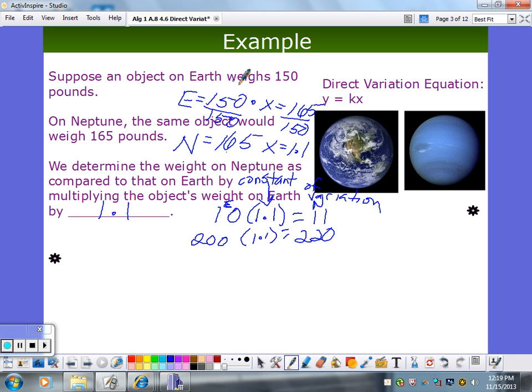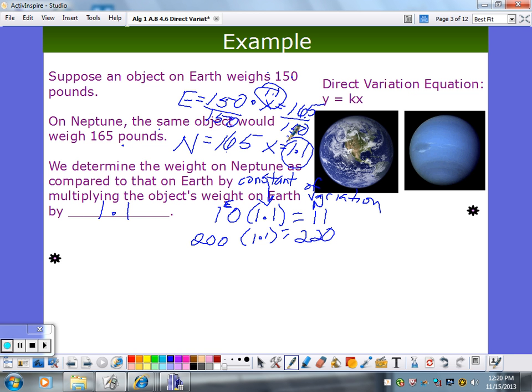Because I already know one situation: if something is 150 on Earth, it's 165 pounds on Neptune. Ishan helped us figure out that I had to multiply by 1.1. That's how you get there. Do I add 15? Does adding 15 work? No. It's a multiply. What factor do you multiply by to get there? You multiply by 1.1, and it's the same every time.